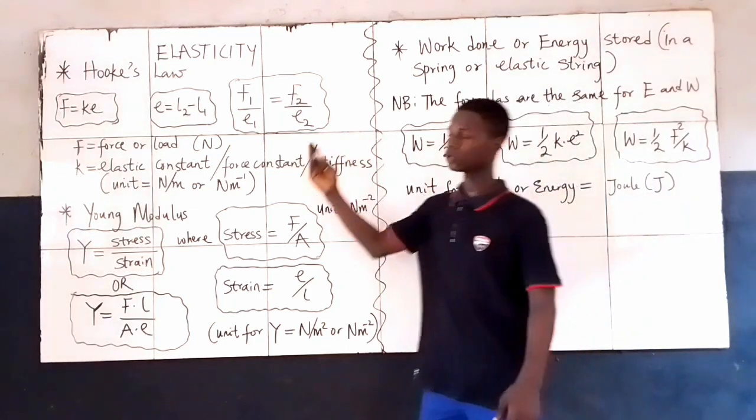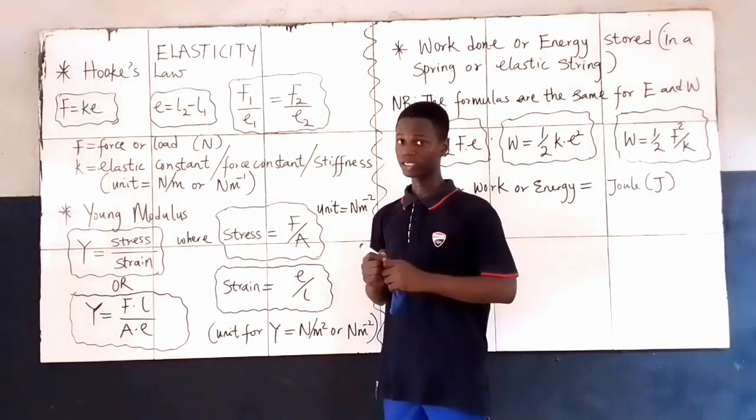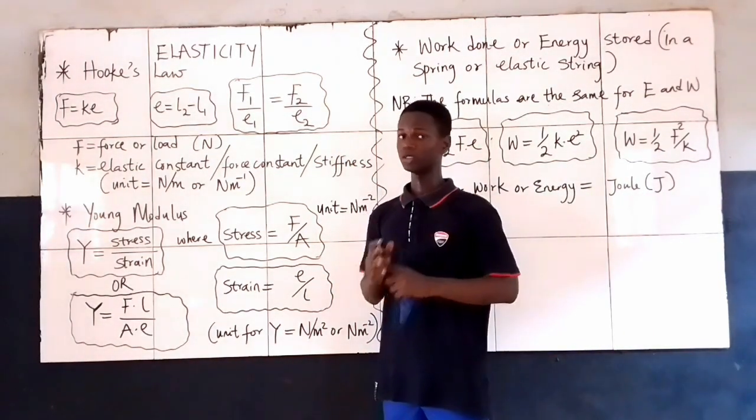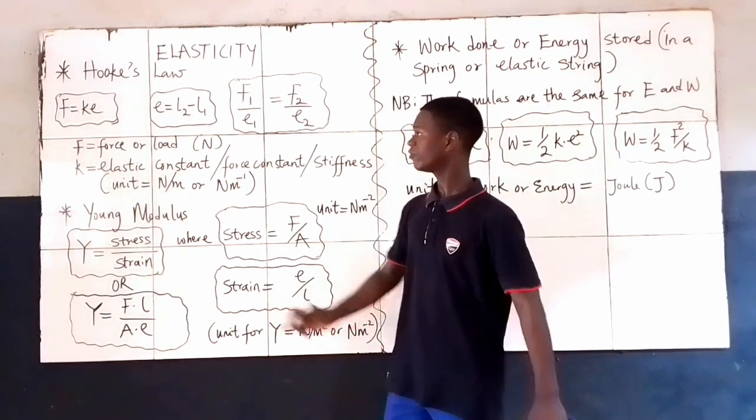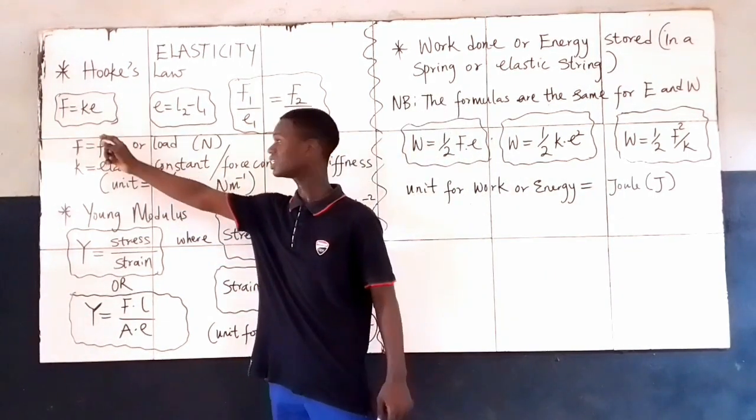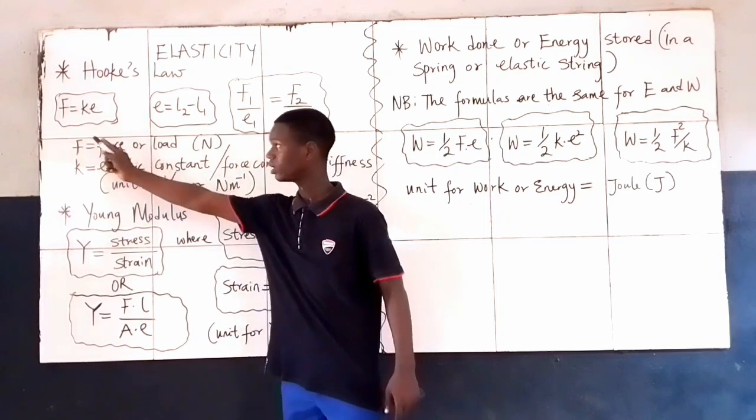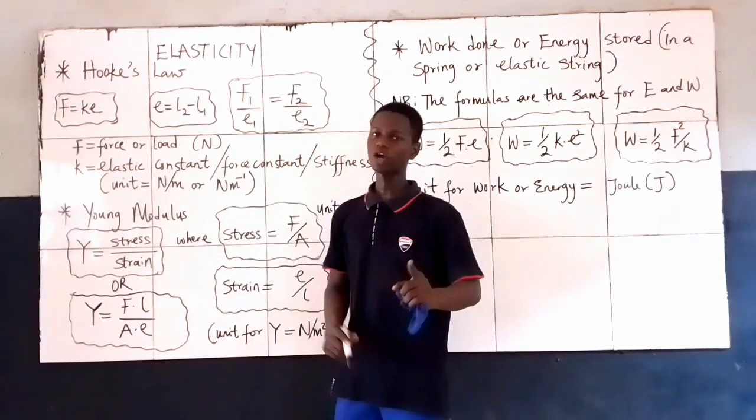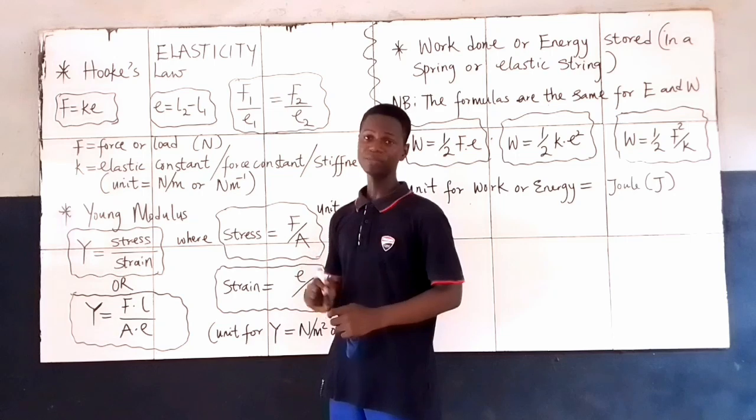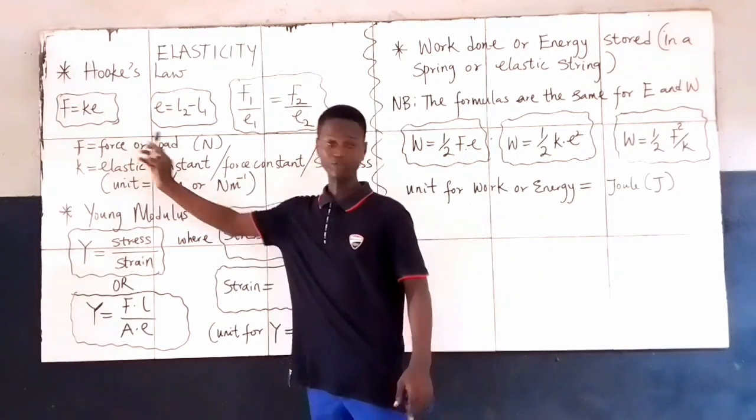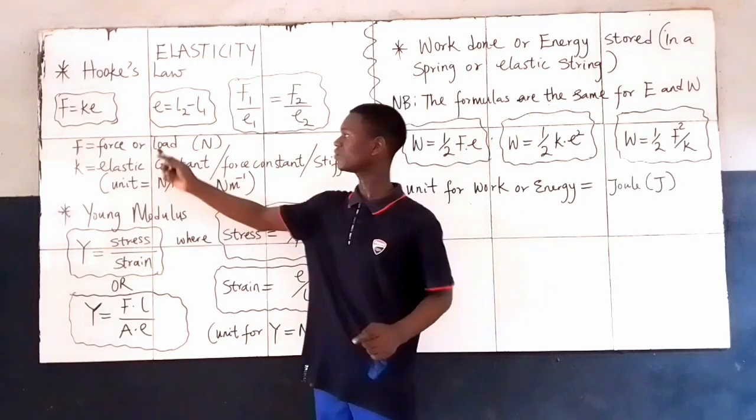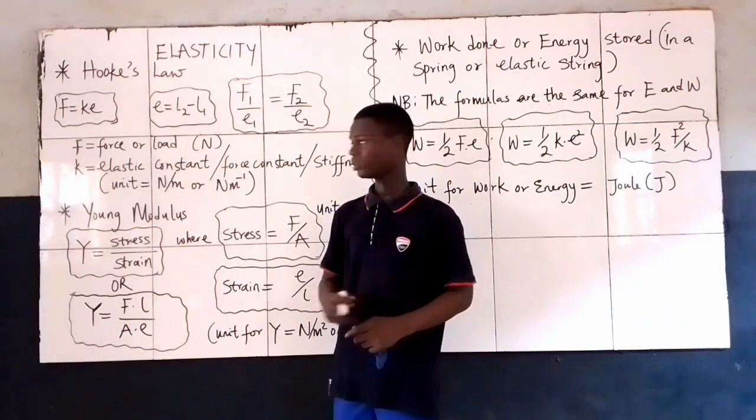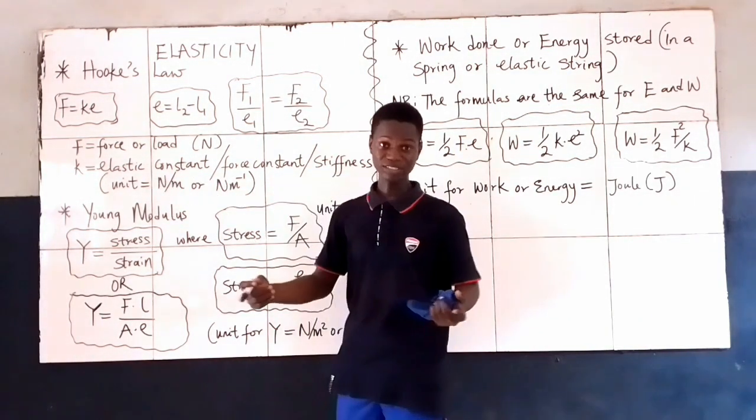Now, coming back to Hooke's law, there are a number of formulas to be remembered for the purpose of any exam you are going to be asked. The first important formula from Hooke's law is F equals KE. Each of these symbols has its meaning. F is the force, or in questions where it is not given as force, it can also be given as load. That is to say, force or load is the same thing.